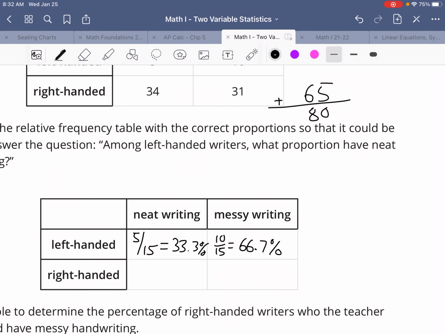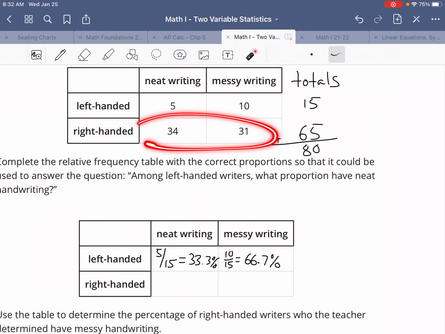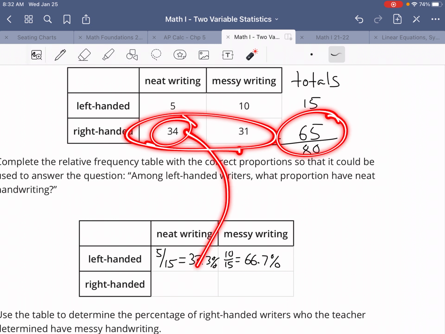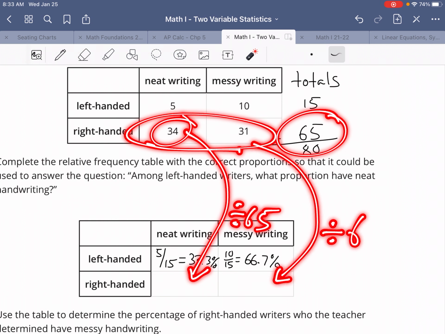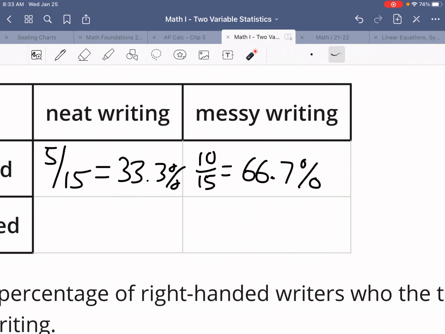The next thing you'd want to do to keep filling in your chart is the same thing for the right-handed. We've got our total of 65. I'm going to take that and divide by 65 down here, and divide by 65 down here. What you'll get is a decimal. Like with this one, you would have gotten 0.3333333, forever. And all I did was change it into a percent by moving the decimal 2 places to the right.